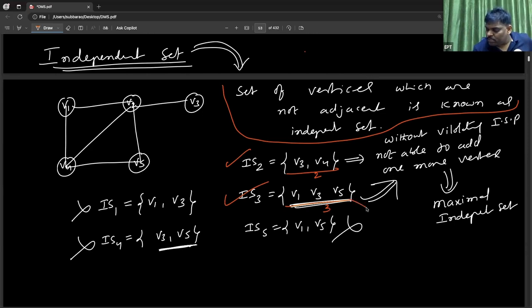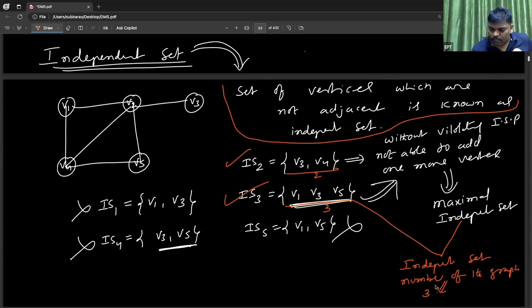Remember, the maximal independent set which contains more vertices, that size is called the independent set number of the graph. Like the matching number of the graph, they will ask you the independent set number in the exam. You have to say the answer for this one is 3. If anyone says 4 is possible, please let me know. Among all maximal independent sets, whichever has more vertices, that is the independent set number of the graph. Answer is 3.